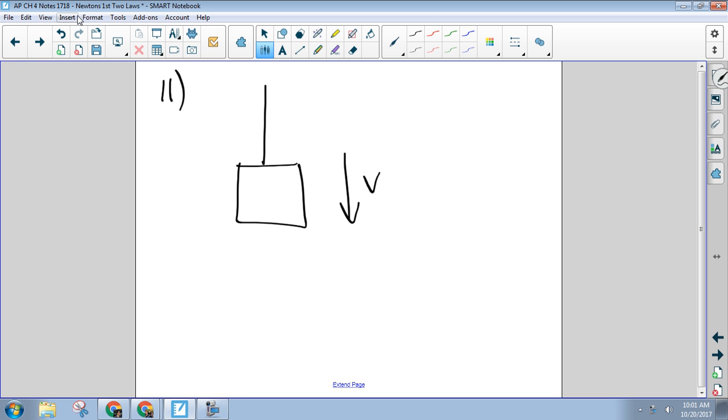The elevator is descending, moving down, so the velocity vector points down, and it's decelerating, which means it's slowing down. So my velocity is getting less negative. So which way does my acceleration vector have to point? Up. Which means that my net force vector also points up. Follow? Okay, so let's see what we know.